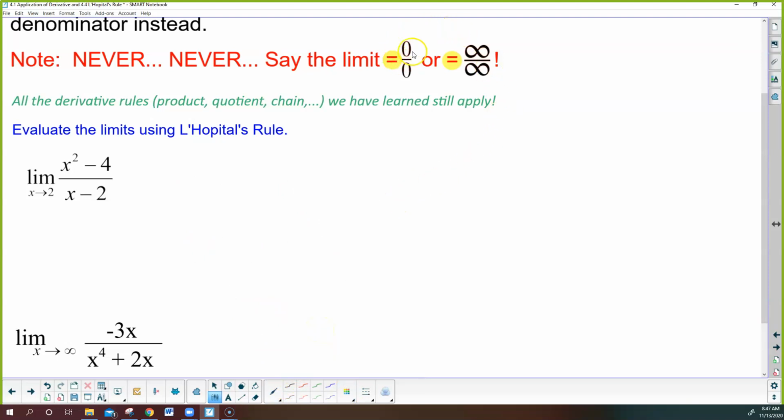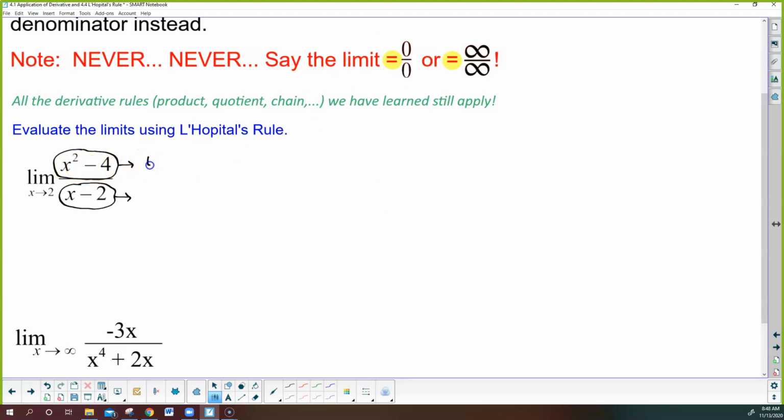The first thing we have to show is that the given limit results in an indeterminate form. But I can't put an equal sign right here, and I have to resist the urge of doing that. What I have to do is show that the limit of the numerator goes to 0 or infinity, and the limit of the denominator goes to 0 or infinity, but I can't use the equal sign because it's not going to be equivalent. It's not going to equal 0 over 0. So let's show you what we would do.